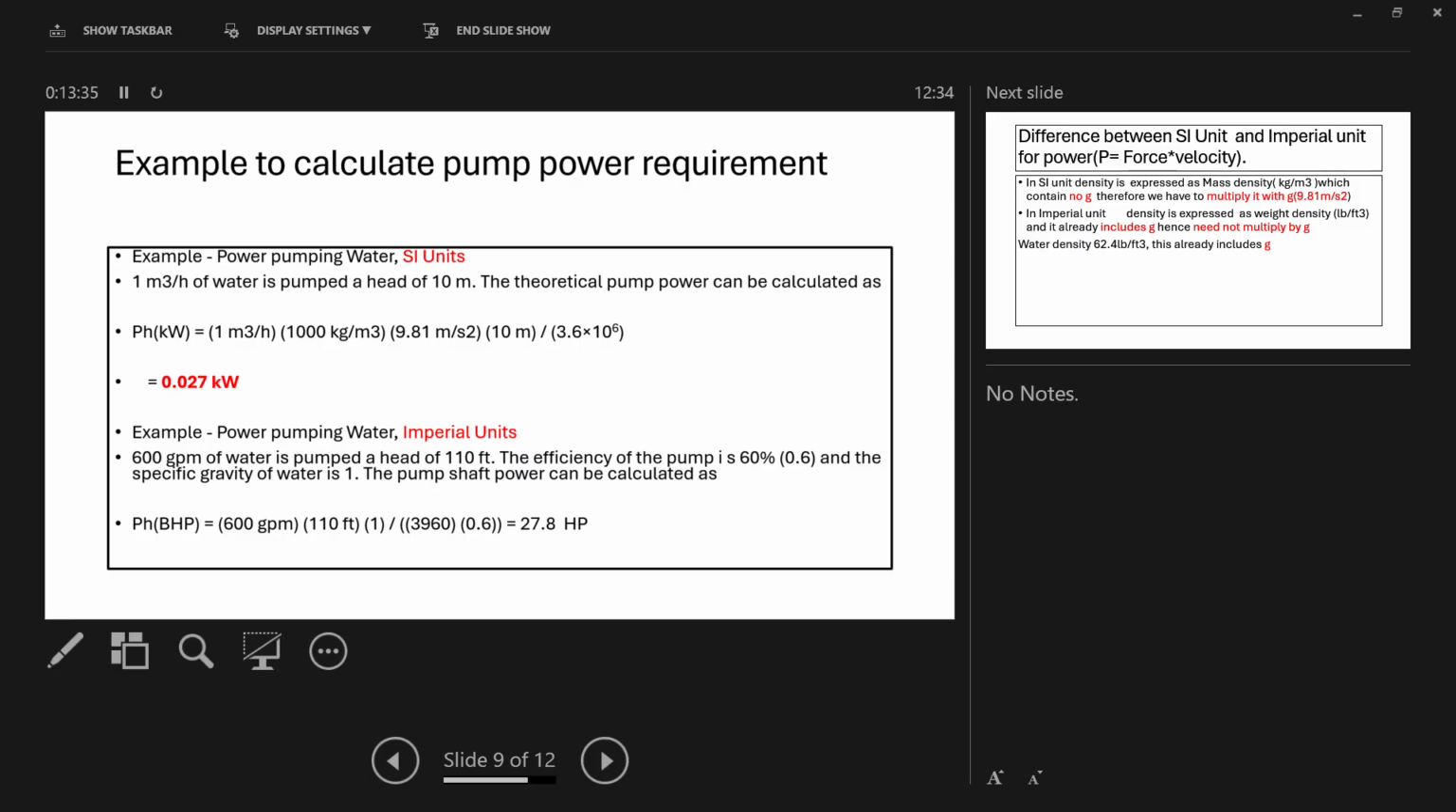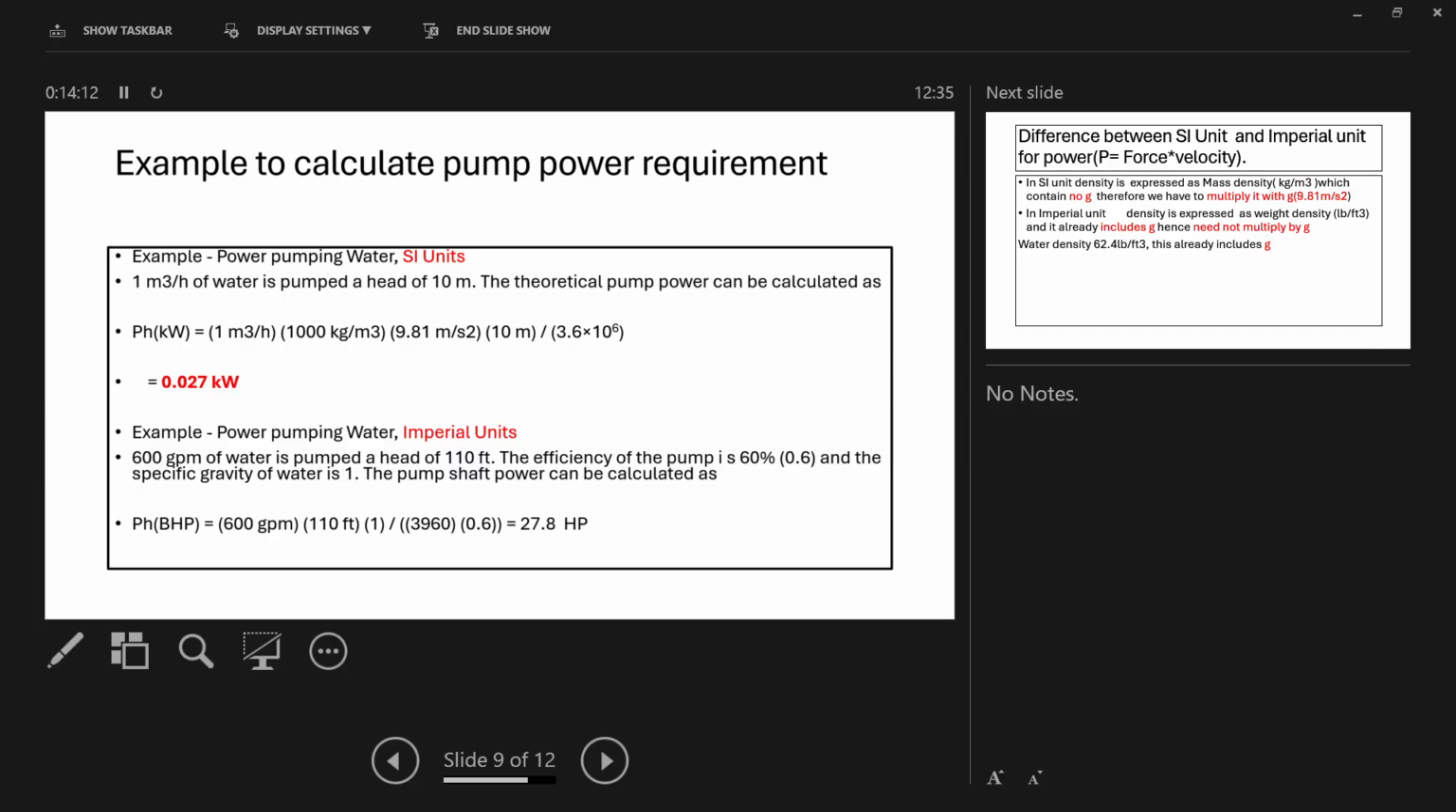To convert the watt into kilowatt, again you have to divide it by 1000. So this 3.6 into 10 to the power 6 figure has come. So you can see now, for the pump discharging 1 meter cube per hour against 10 meter height, the power is 0.027 kilowatt. Suppose you want to use this pump for discharging 10 meter cube per hour and 100 meter height, then what will be the figure? Now this into 10 into 10 will give you the total power generated by the pump.